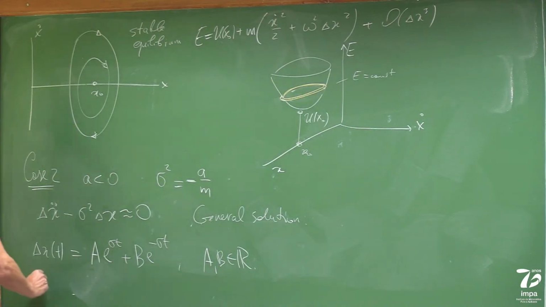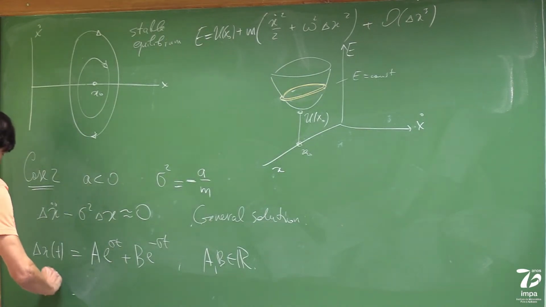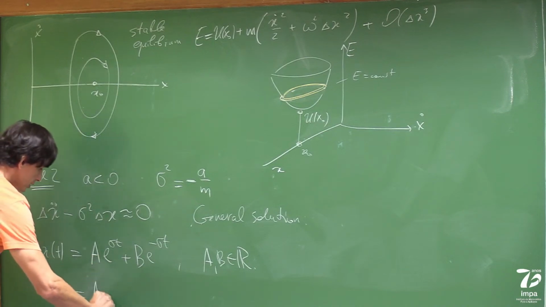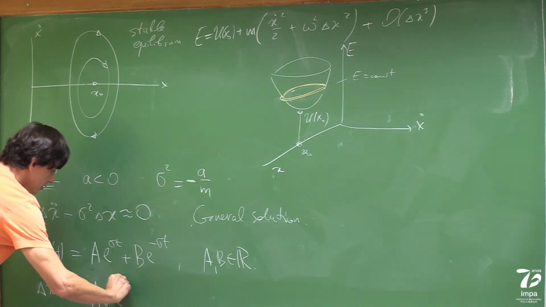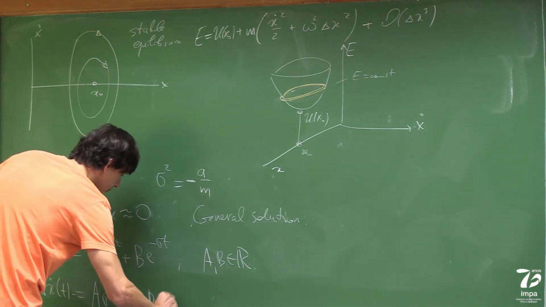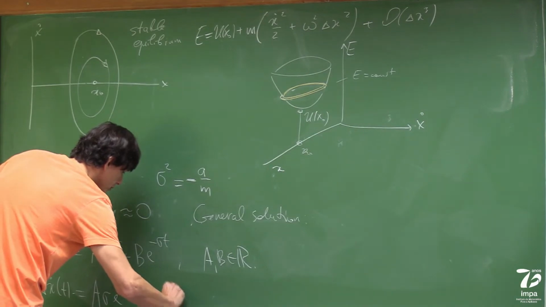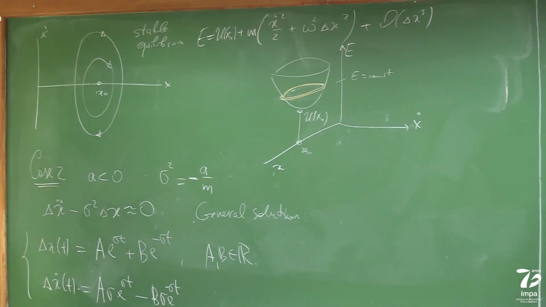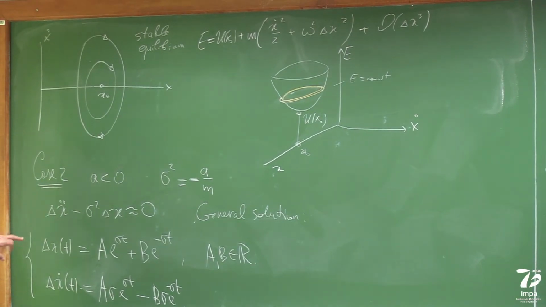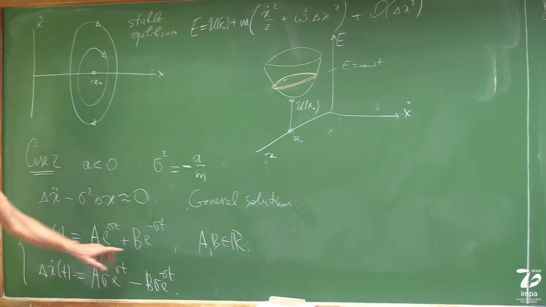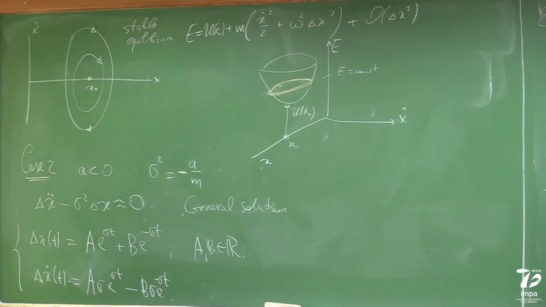And then you can get the velocity just by taking the derivative. It will be a sigma e to the sigma t, and here will be minus b sigma e to the minus sigma t. So this is the general solution. And again, you can check that whatever initial condition you give, you can always find uniquely a and b that give you the solution.